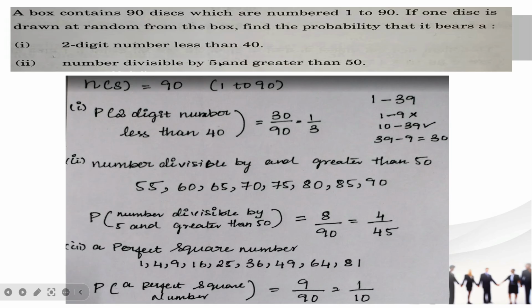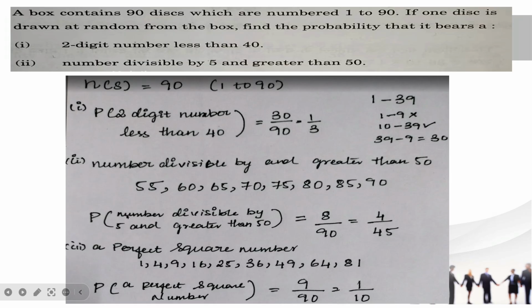Number divisible by 5 and greater than 50. Greater than 50 means you should exclude 50. So after 50, 55 will come in the 5 table, then 60, 65, 70, 75, 80, 85, 90. Because we have the discs only till 90. So 55 to 90 is coming.